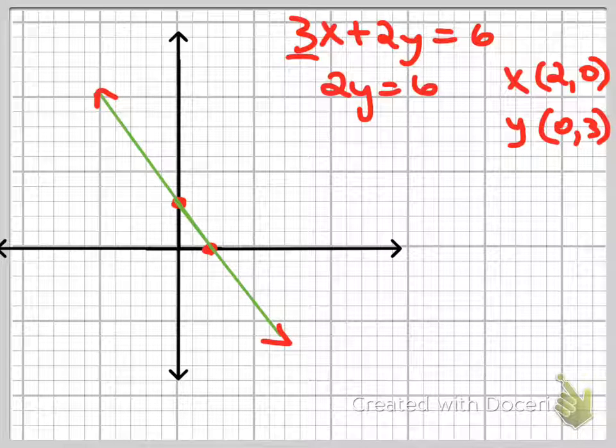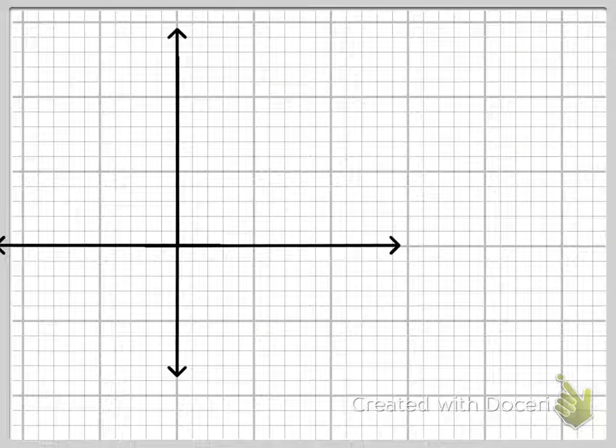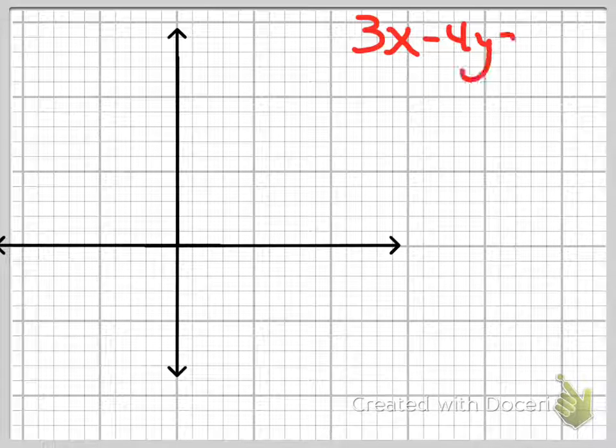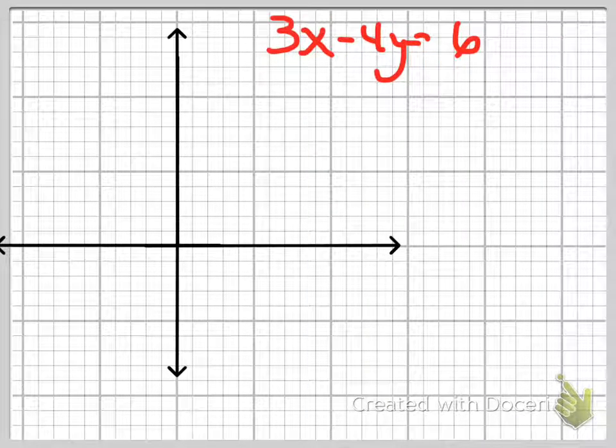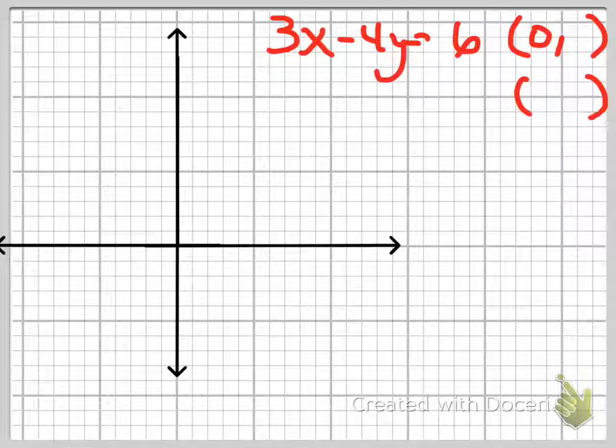So then let's do another one. If I had 3x minus 4y equals 6, I'll scoot it over so I have room for my little ordered pairs. Then I'm going to have 0 comma something and something comma 0. Am I finding the x-intercept here or the y-intercept? The y-intercept. So I'll find the y-intercept.